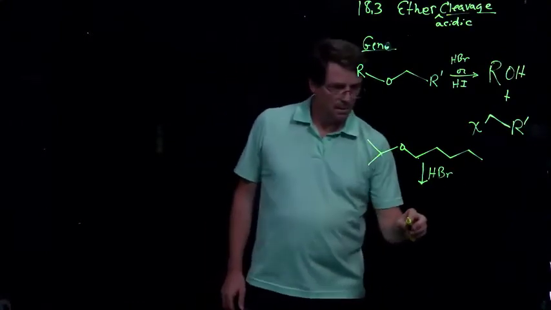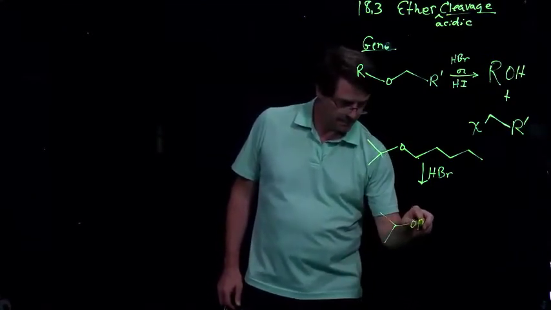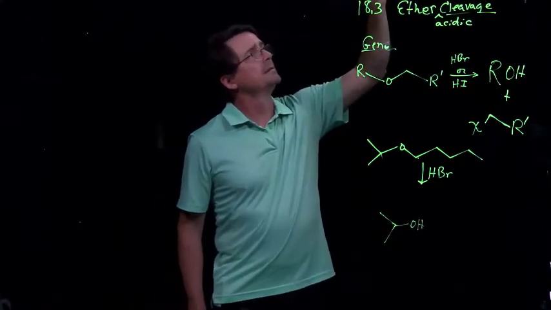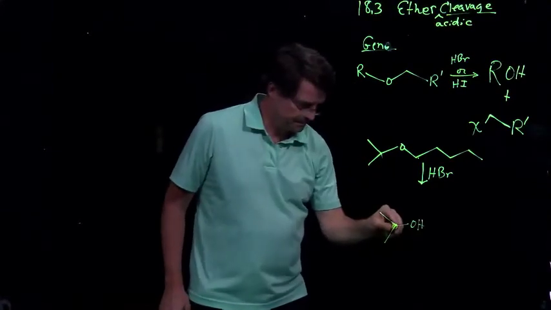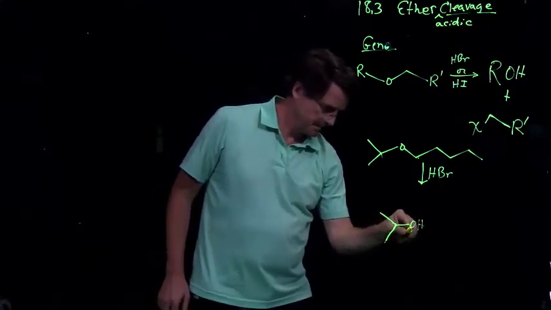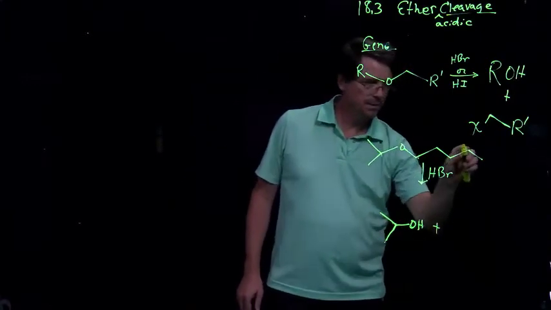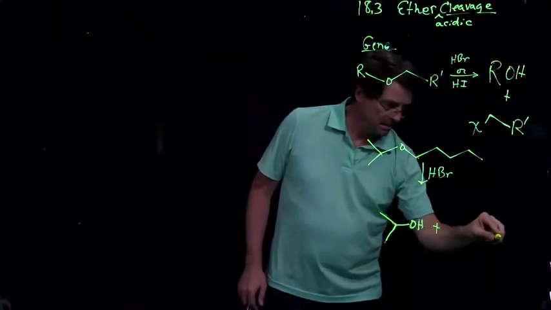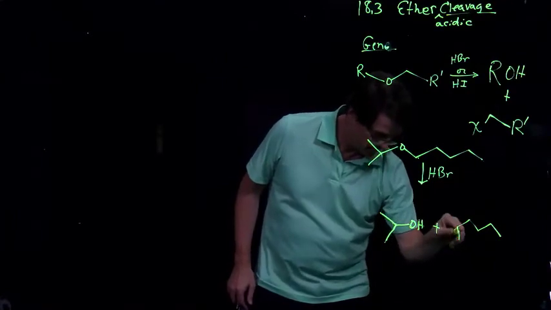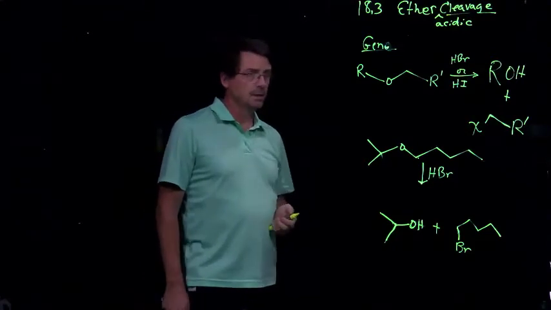HBr, we're going to get the secondary alcohol plus 1, 2, 3, 4, 5 carbons, and then the bromide on the least substituted carbon.